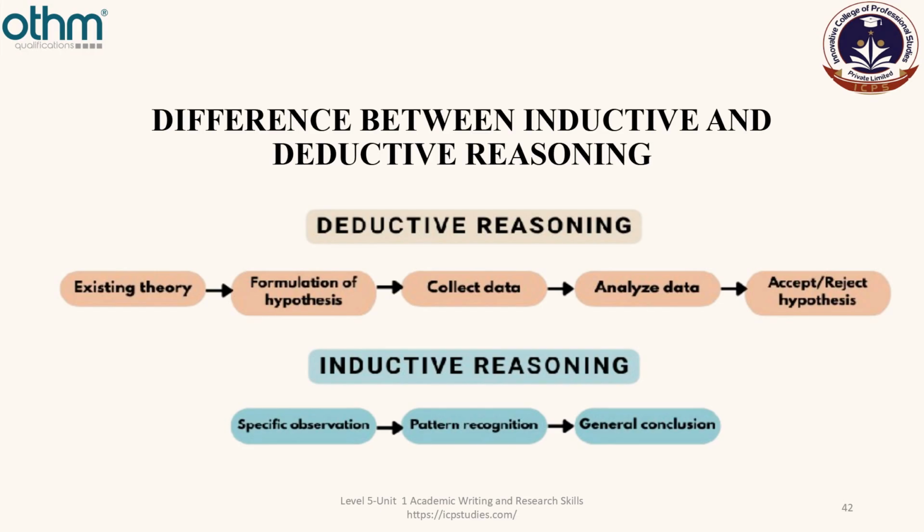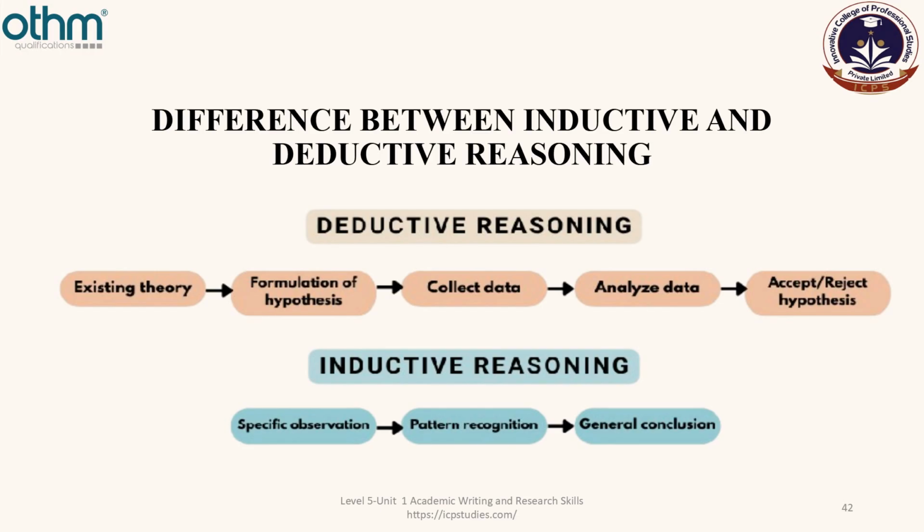In the third step, you will collect the data about your hypothesis. In the fourth step, you will analyze the data that you have collected. And in the last, the fifth step, you will accept or reject the hypothesis that is based on this existing theory. Now, what is inductive reasoning? In inductive reasoning, there is no already existing theory and it is not based on an existing theory.